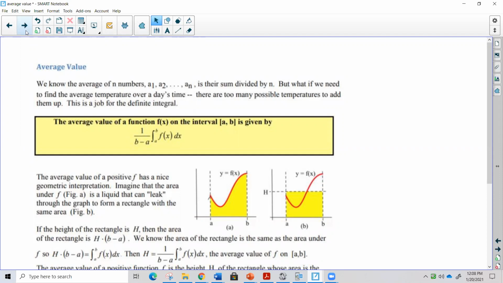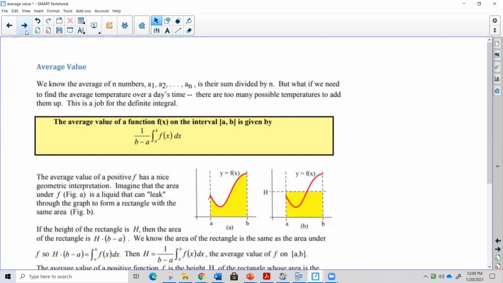But we run into problems when there are too many possibilities to add them all up. For example, if we want to find the average temperature over a day's time, there are too many possible temperatures to add up. The temperature could change every minute or even more. So instead, we can use calculus to find that average value over a continuous function.